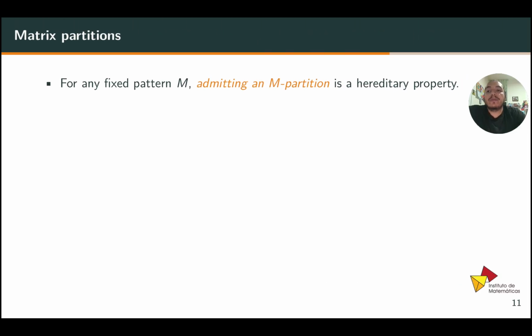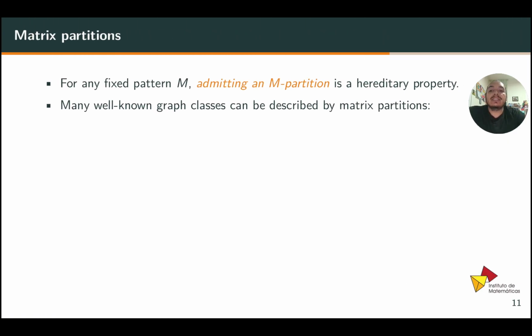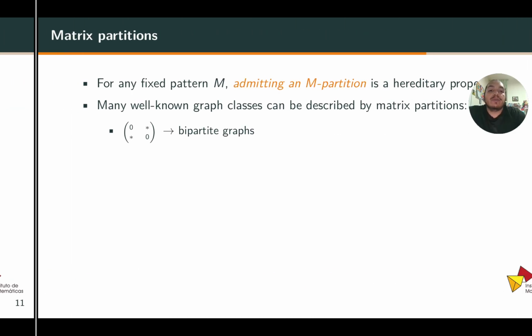Well, some important things about matrix partitions is that if you fix a pattern M, then it is easy to check that admitting an M-partition is a hereditary property no matter the pattern you choose, and also that many important graph properties can be described as the graphs admitting a fixed and special matrix partition.